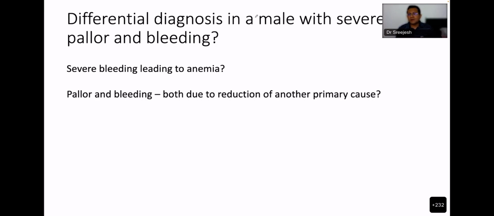So severe bleeding leading to anemia, not in this situation, but you should remember that if it's post surgery, post trauma, or some patient with a severe bleeding disorder, in all these situations you can have this. So in these cases you can have severe anemia in association with bleeding. In this situation, actually the bleeding is leading to anemia.